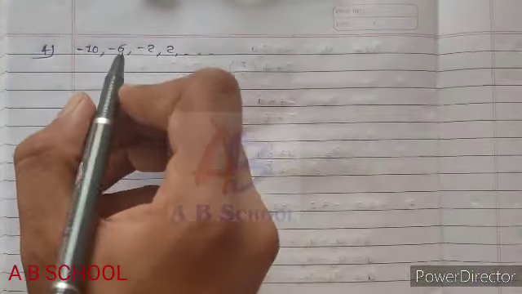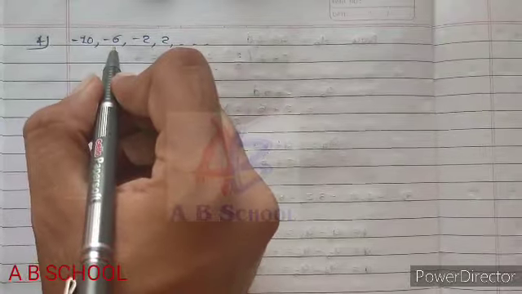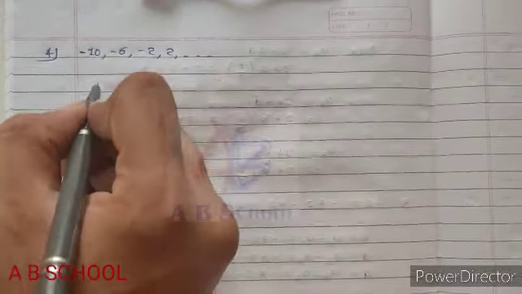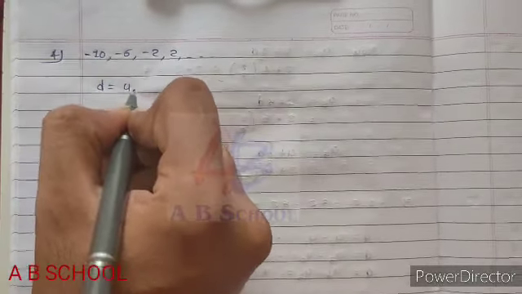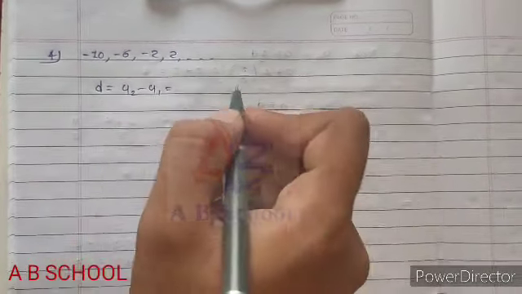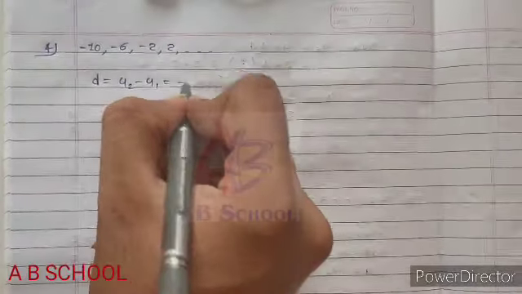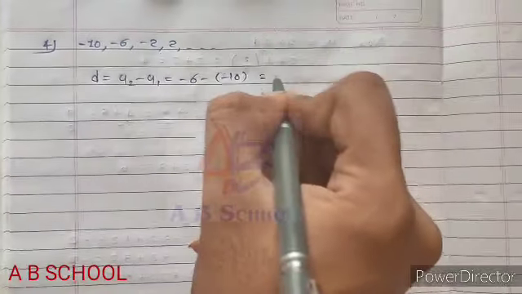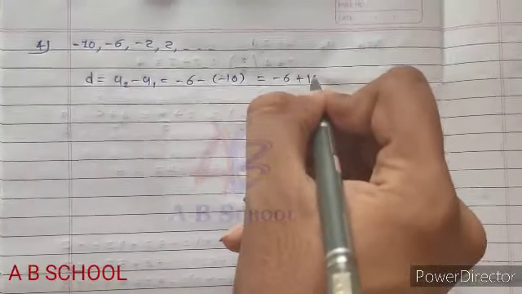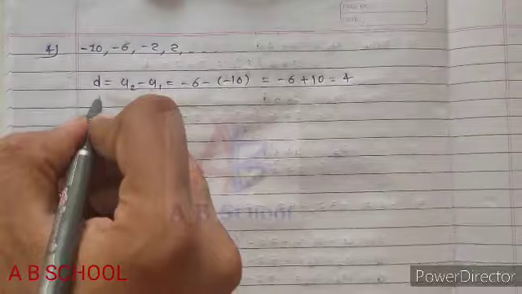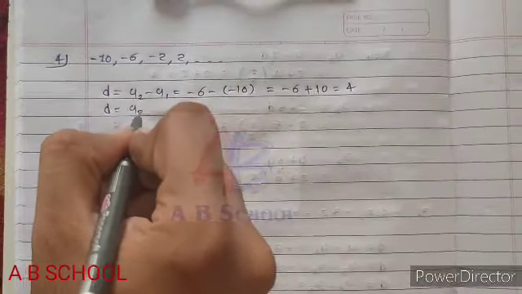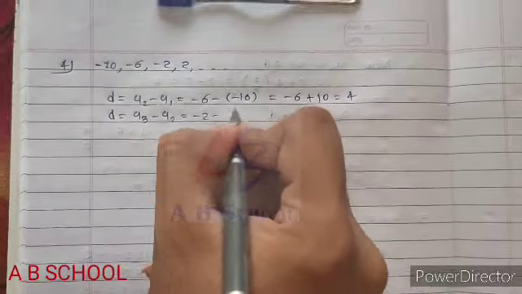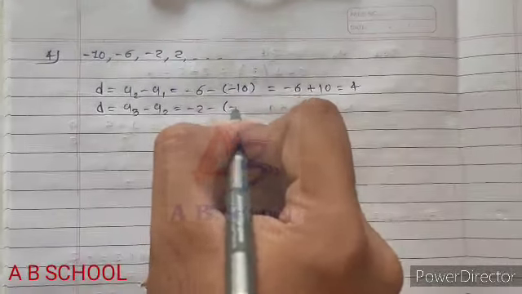Next, number 4: minus 10, minus 6, minus 2, 2. For the common difference, D is equal to A2 minus A1. Value of A2 is minus 6, minus value of A1 which is minus 10. So minus 6 plus 10 is equal to 4. D is equal to A3 minus A2. Value of A3 is minus 2, minus value of A2 which is minus 6.